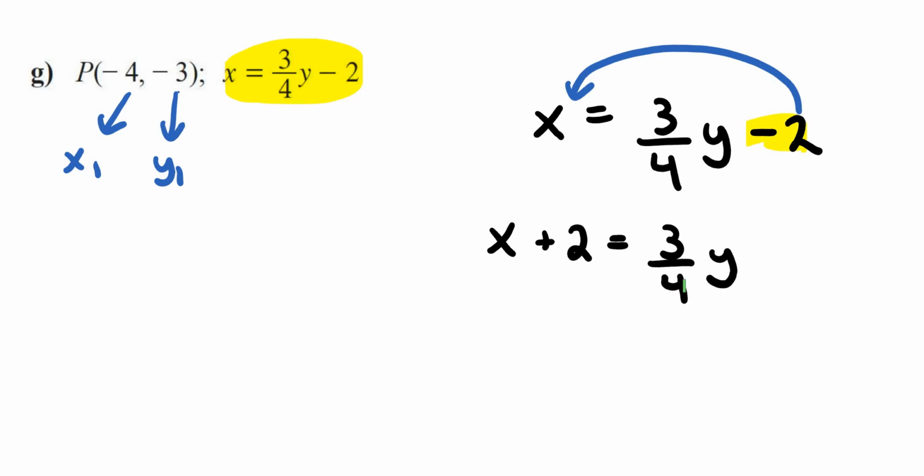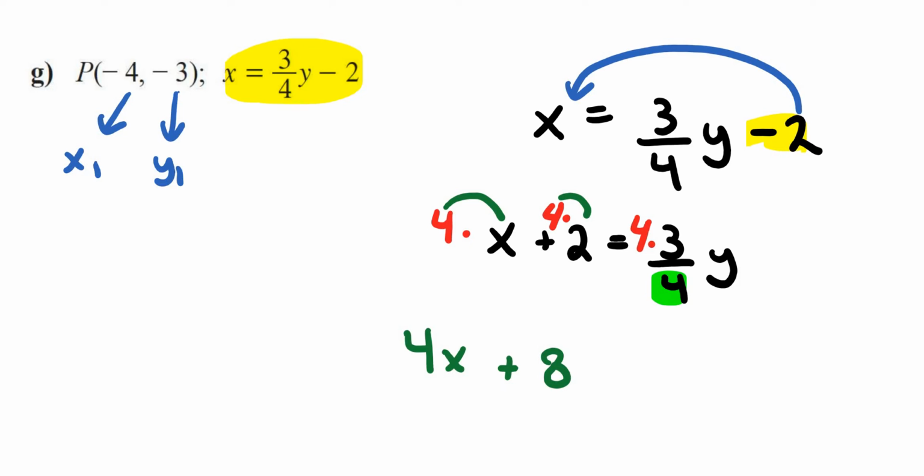All right, after that, there's a downstairs 4. And how do you get rid of a downstairs number? Well, you multiply everything by that downstairs number. So I can multiply this by 4, multiply that by 4, and multiply this by 4. Okay, so 4 times x is going to be 4x plus, what's 4 times 2? That's going to be 8 equals 2. And then this 4 and that 4 cancel off, giving me a 3y.